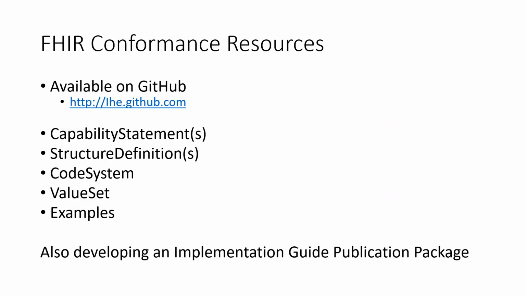So, whirlwind of discussion. There are plenty more details behind this. This is just an introduction. IHE does publish FHIR conformance resources, capability statements, structure definitions, code systems, value sets, and examples. They're all up on the GitHub repository indicated there. We are implementing implementation guide publication packages, which would provide these in NPM package forms, which are common for FHIR-based implementation guides. Those are not yet available, but we are in the process of developing them.